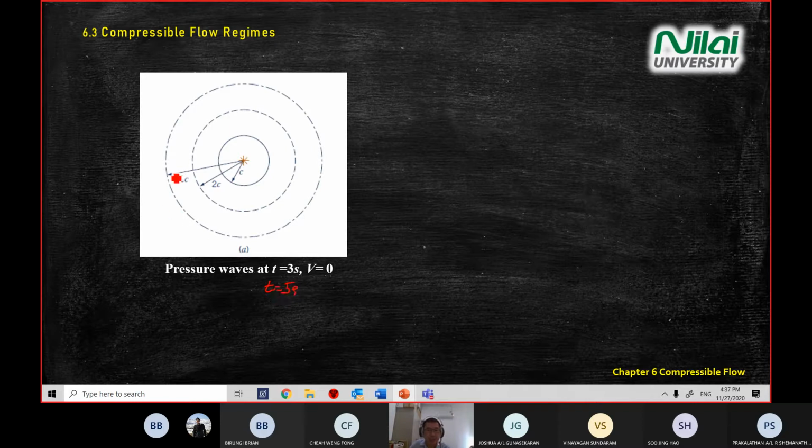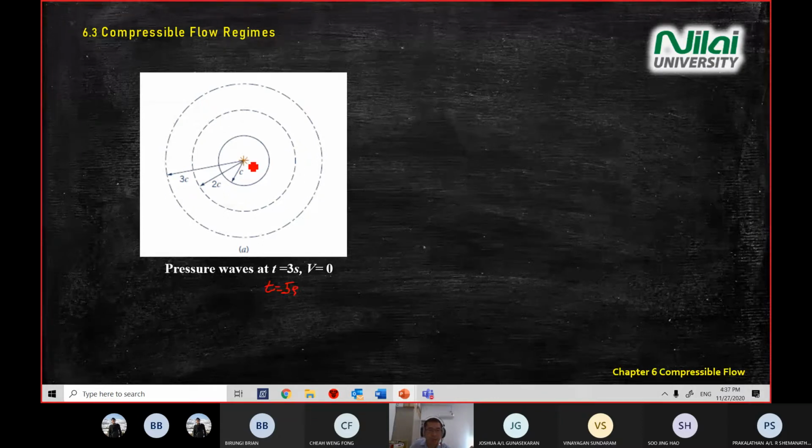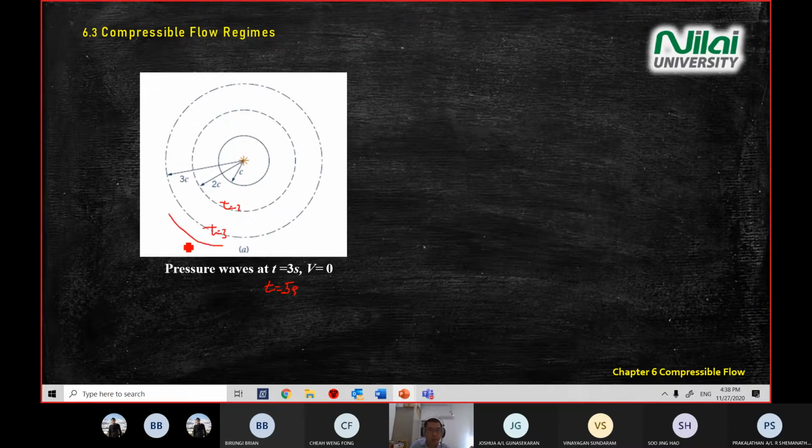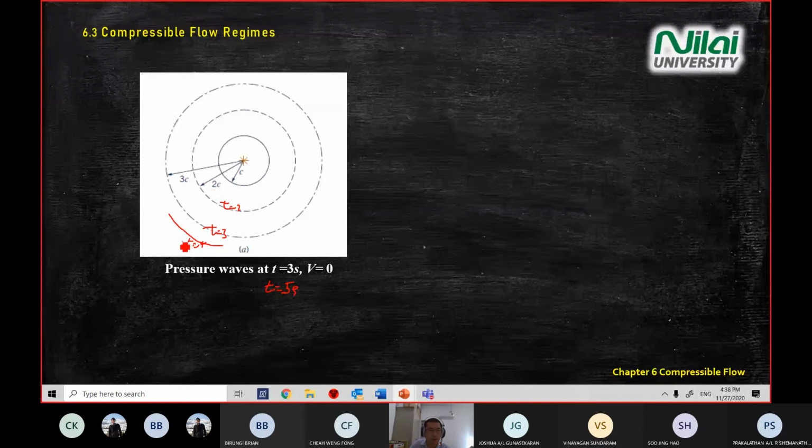Draw a pressure wave when the source doesn't move. You draw the first circle with the distance of c. Draw the second circle for t equal to 2. Third circle, t equal to 3. Draw the fourth one, t equal to 4. Draw the fifth one, t equal to 5. You get 5 marks for this diagram.